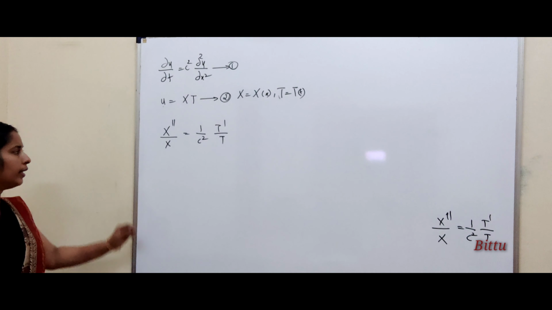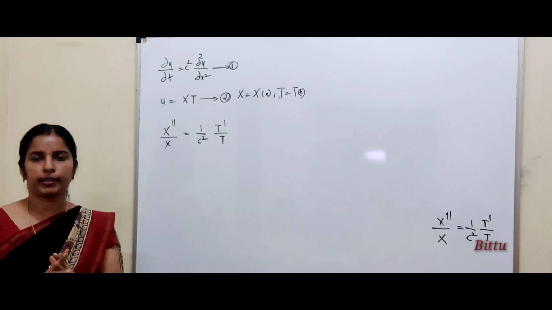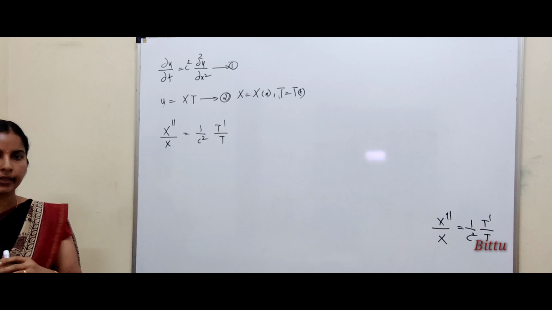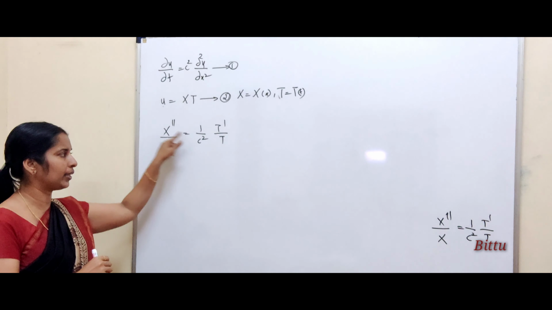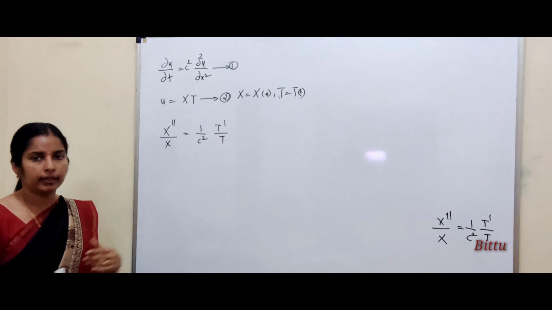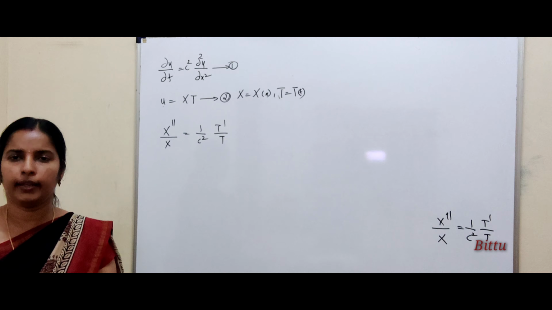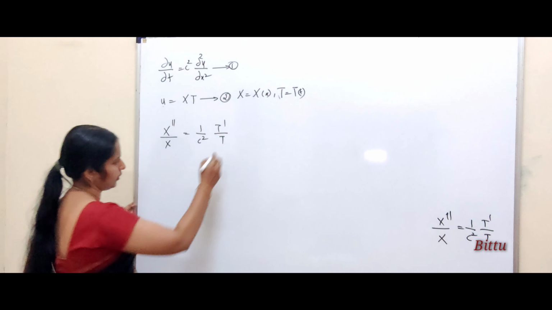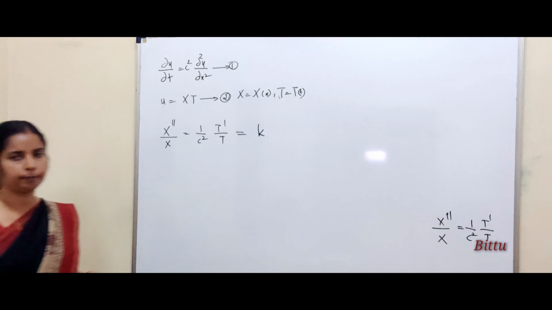Here, X is a function of x alone and T is a function of t alone, and both x and t are independent variables. That means there is no connection between x and t. But these two are equal. That is, a function of x is equal to a function of t. But they are independent, there is no connection, but here they are equal. And this is valid only if each is equal to a constant. Let it be clear, here we assume each is equal to a constant.